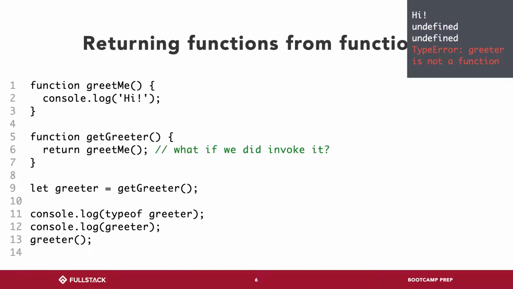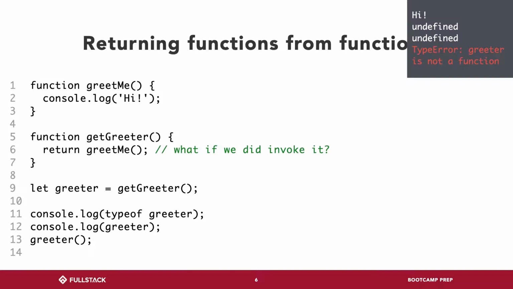So if in function greetMe, after the console.log, it said return, like return the variable greetMe. Oh, with nothing? Like return a string? Yeah. Like return "hi." Then typeof greeter would be string. Console log greeter, it would be "hi." Greeter invoked would still throw the error because you cannot invoke strings. Does that make sense? Cool.